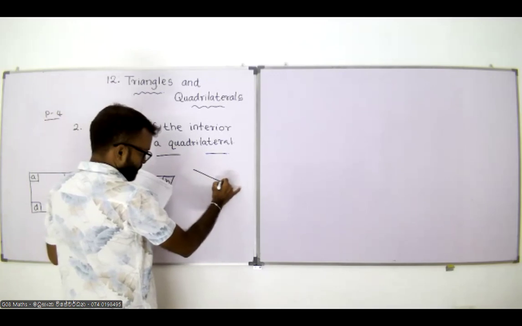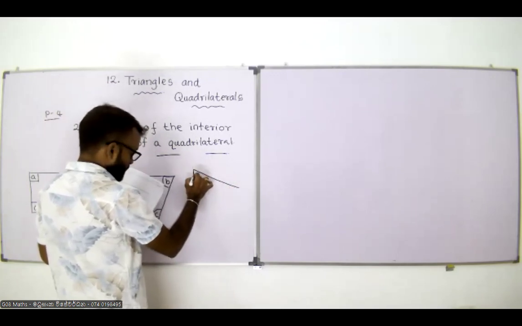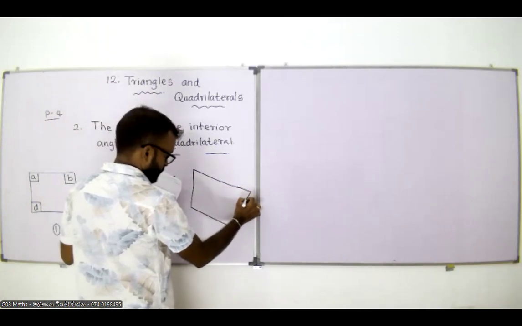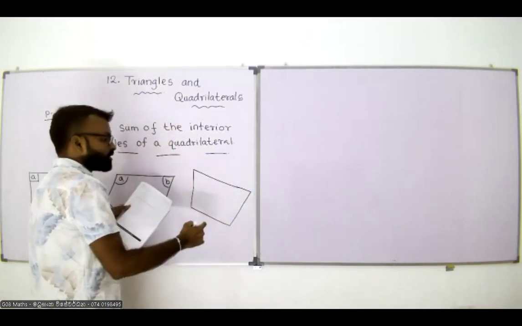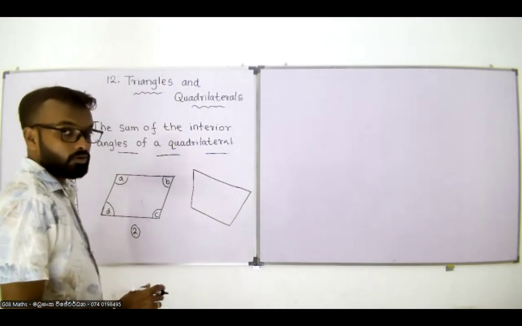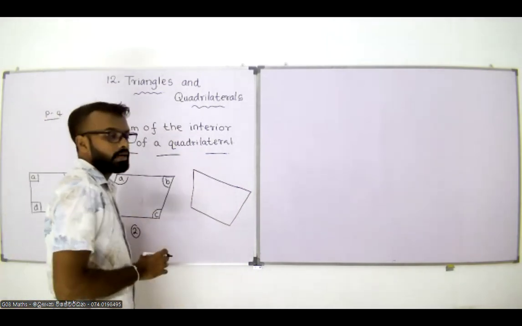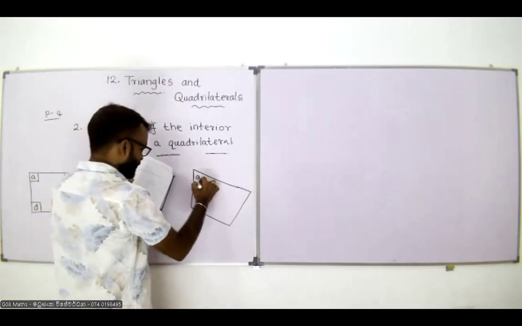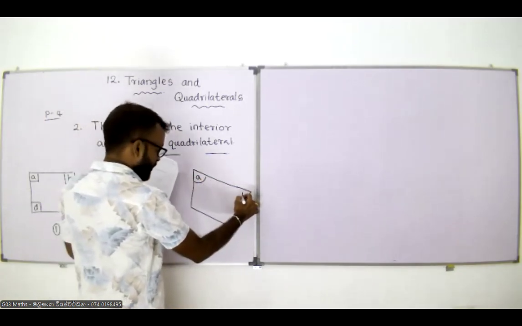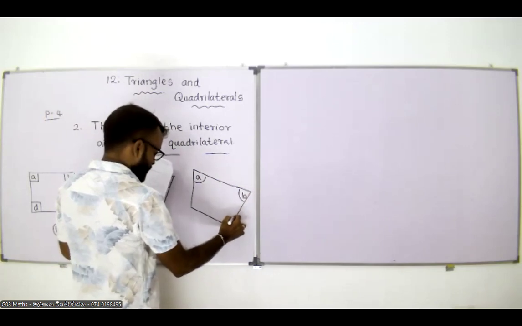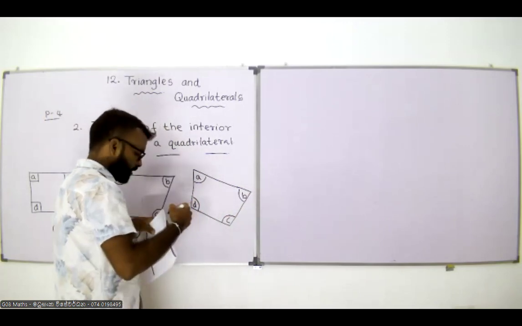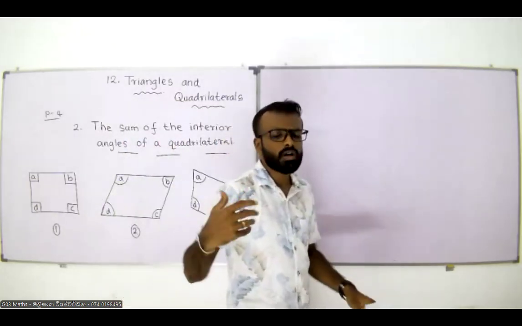Then this is also a quadrilateral. This looks like a trapezium or something, but not the trapezium, but it's a quadrilateral. Okay, quadrilateral B, C, and D. So all of these things are called quadrilaterals.